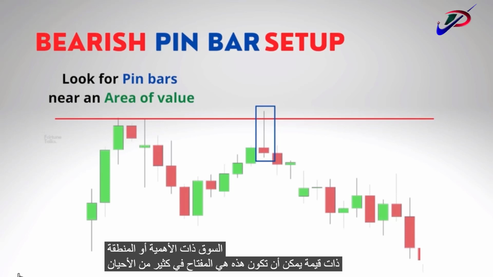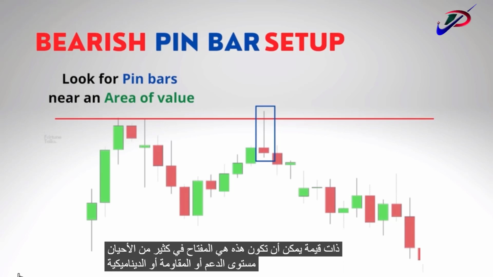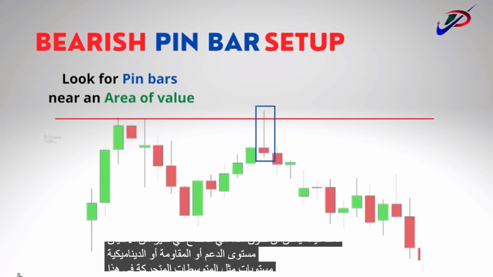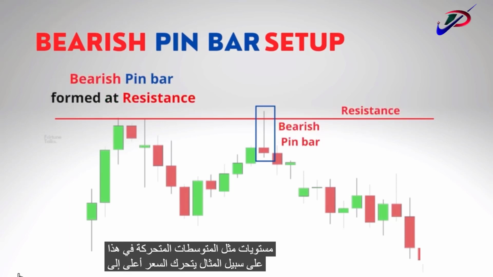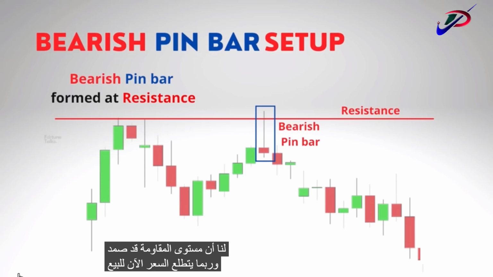Now, these can often be the key support or resistance level or dynamic levels like the moving averages. In this example, the price moves higher into a key resistance level. We can see that the price rejects from this resistance level and forms a bearish pin bar. This tells us that the resistance level has held and the price may now be looking to sell off lower.